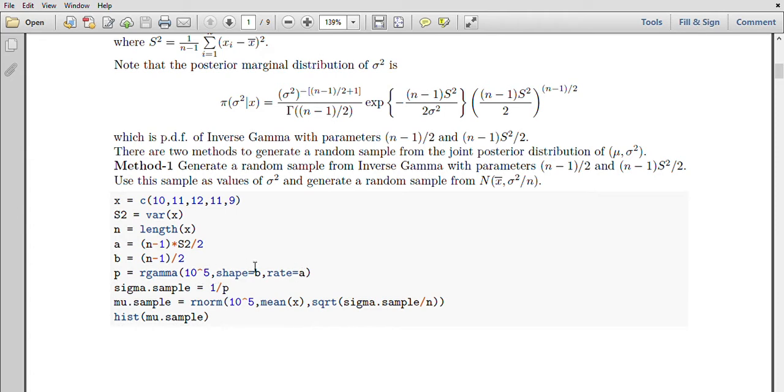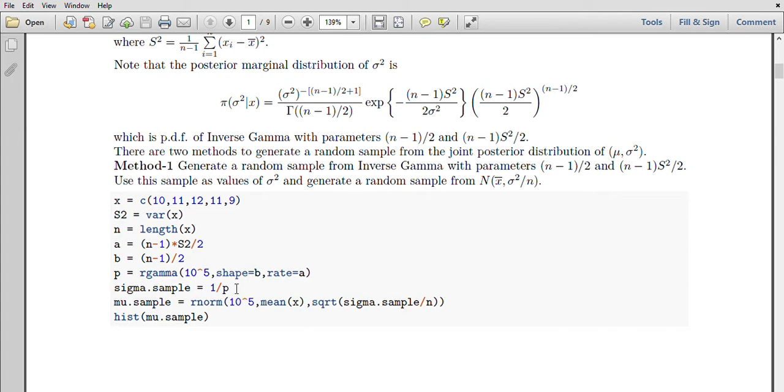So why 10 raised to 5 when we are told to generate only 1000 observations? I just wanted to have a better comparison, so I am going for a larger sample size. But it is okay if you generate only 1000 observations. So the reciprocal of this P will be the sample from inverse gamma. I am storing these values in the variable sigma dot sample.